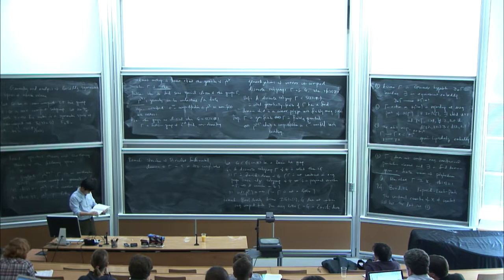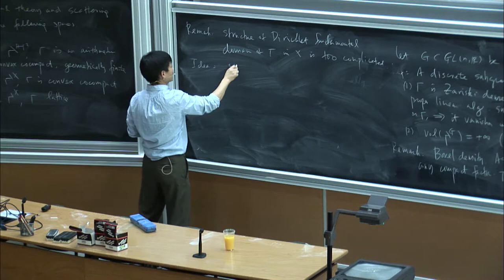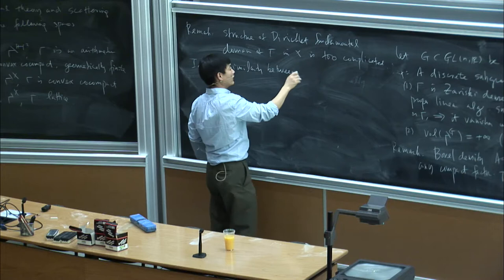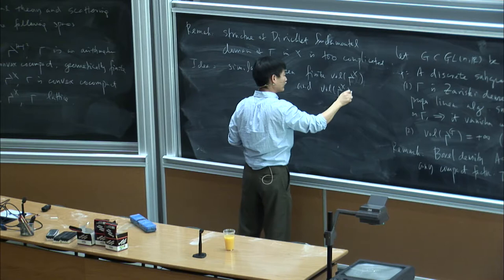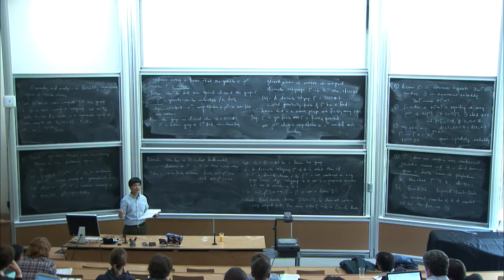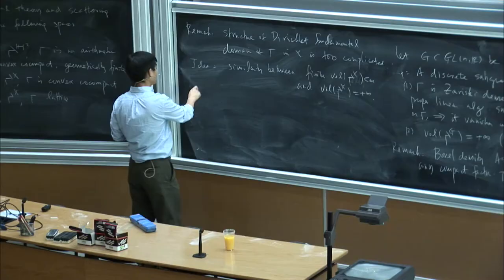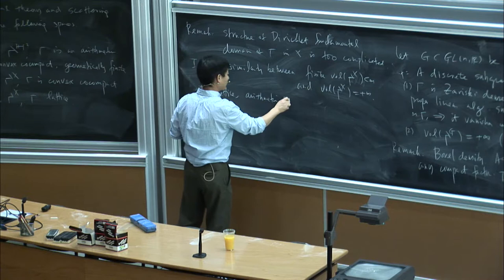Now, so here is the idea, the similarity now between finite volume and the volume is infinite. Now, as you heard from Werner's talk, that is the Borel-Serre compactification. And the construction of the Borel-Serre compactification, the so-called, so in this case, gamma is a lattice, or more specially an arithmetic subgroup, that is a reduction theory.